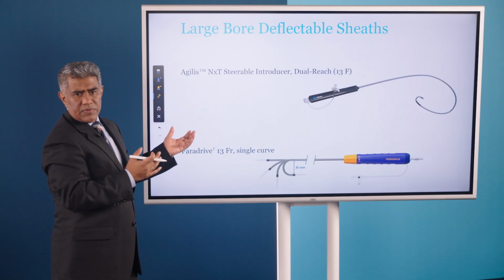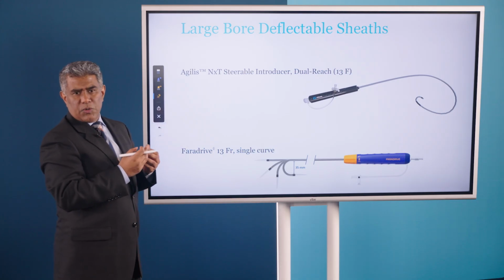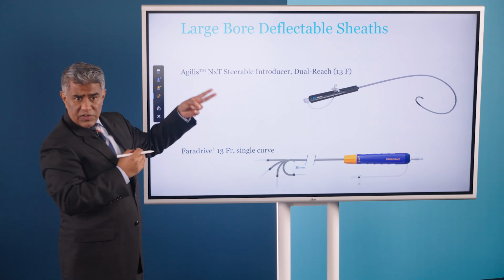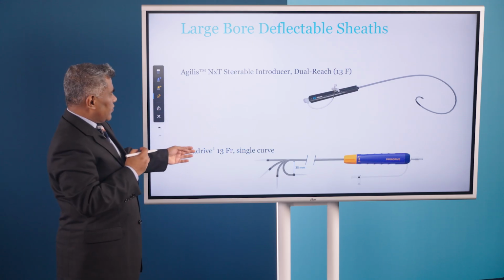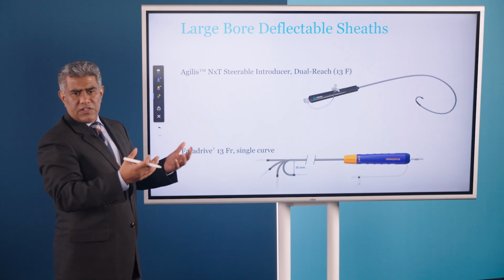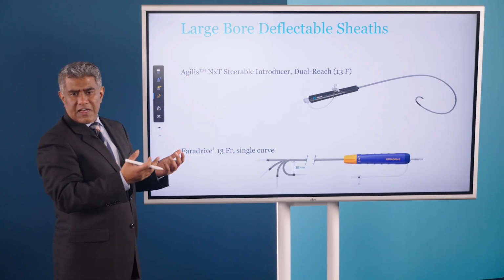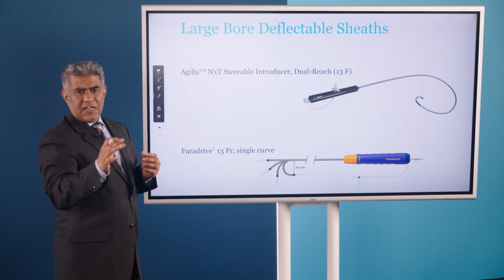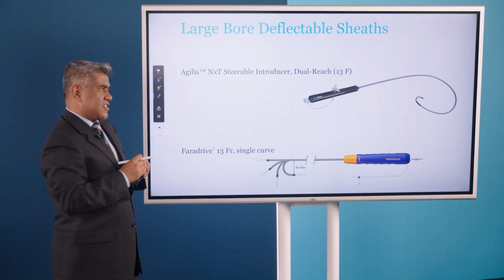These are 2 examples of large bore deflectable sheaths. You have the Agilis 13 French dual reach sheath and the Farapulse Faradrive 13 French single curve sheath. Both these sheaths are commonly used to introduce multi-electrode catheters for PFA, and I'm going to talk about 2 slides that tell you how best to use these sheaths in a safe manner.